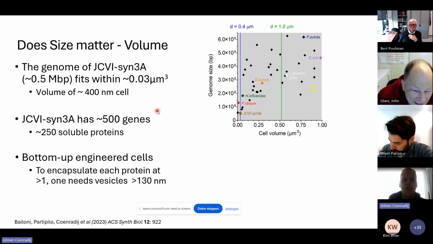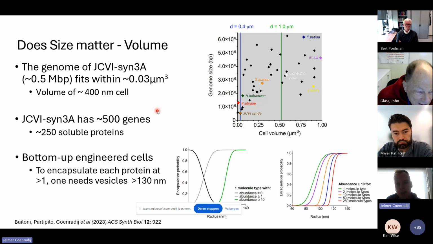Also, the JCVI has a rough estimation of 500 genes. If we take into account the genes that encode, for example, the membrane proteins, we can reduce this to about 250 soluble proteins. And what we did is we calculated the encapsulation probabilities of the soluble molecules inside our lipid vesicles. This is what you see in this graph over here on the left.